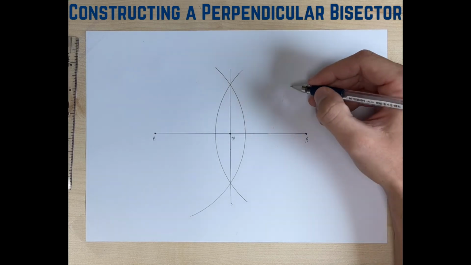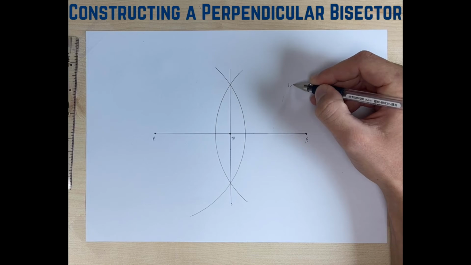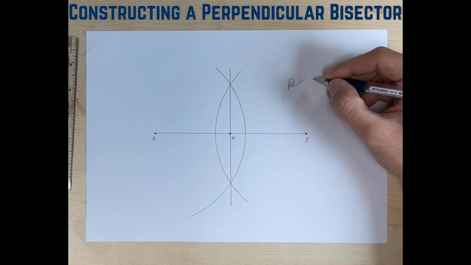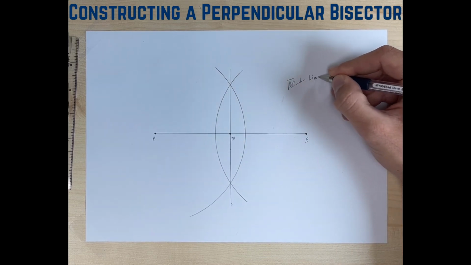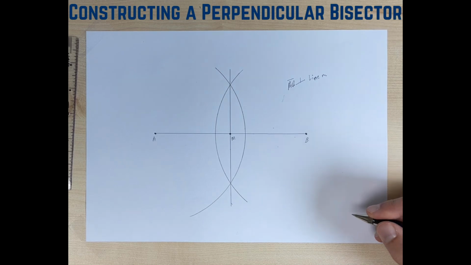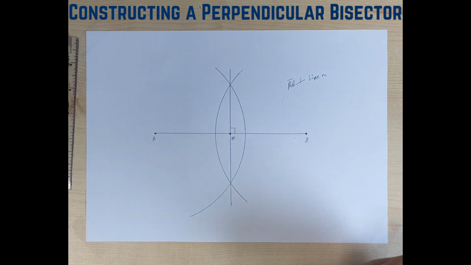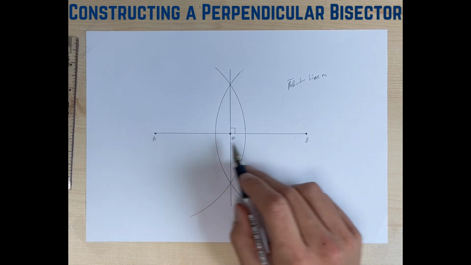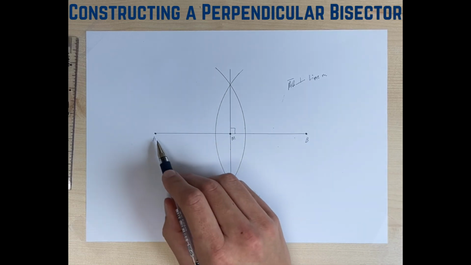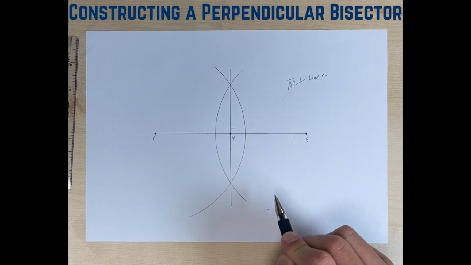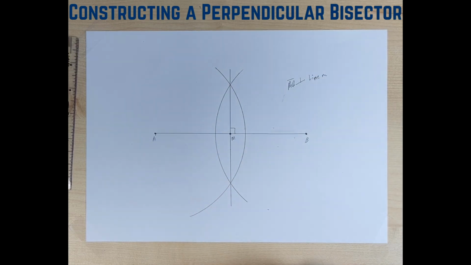So a couple things. We could say line segment AB is perpendicular to, and we'll call this line M. All right, so they're perpendicular. So we can draw our right angle box in there. And also M is the midpoint of segment AB. So we could say AM is equal to MB, since our line bisects segment AB. And that's how you construct a perpendicular bisector.